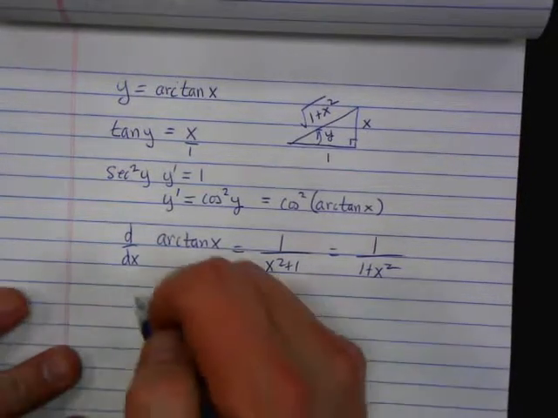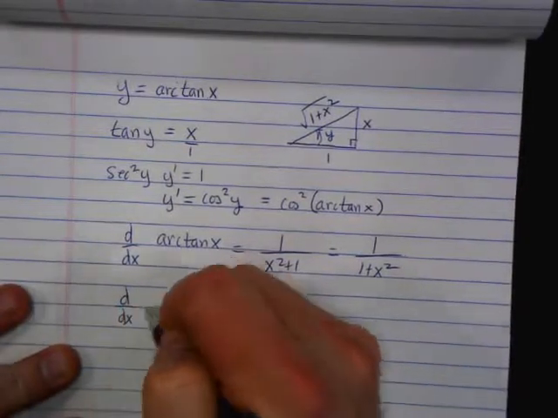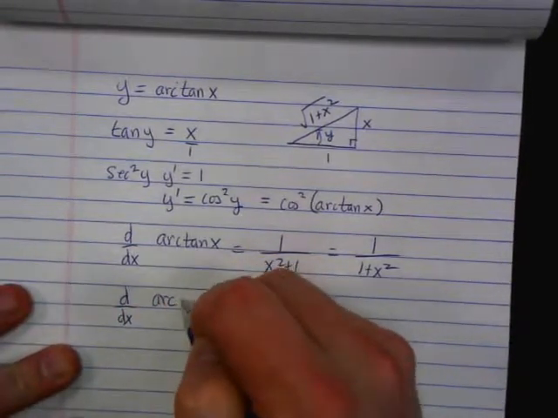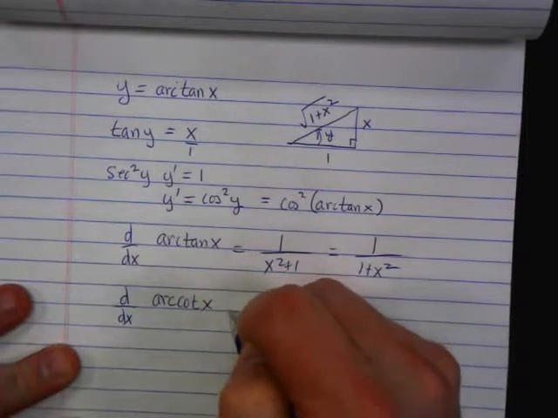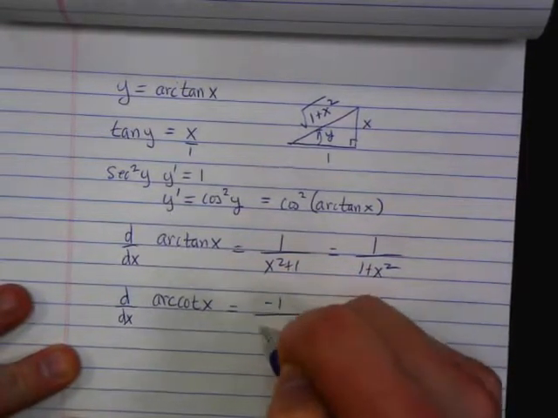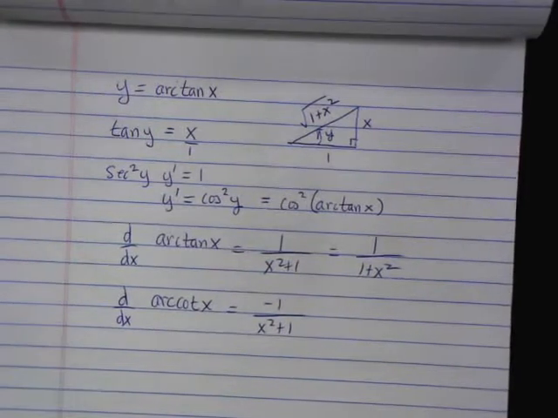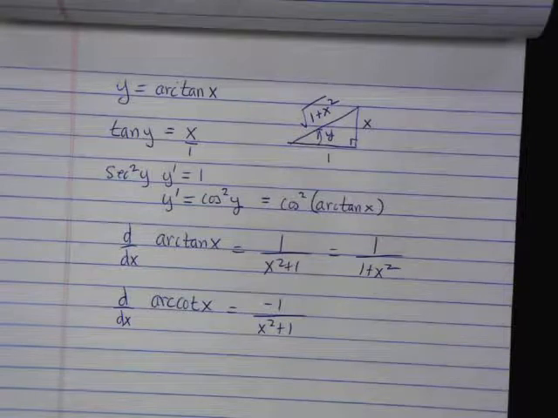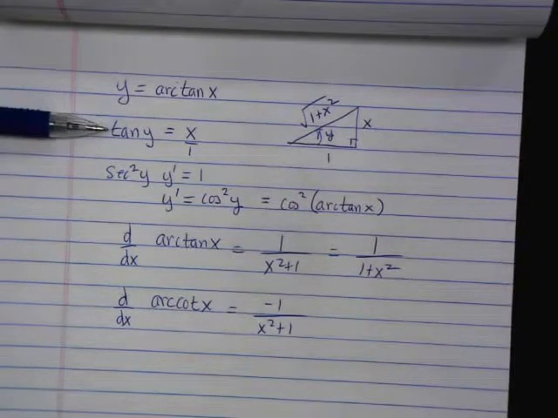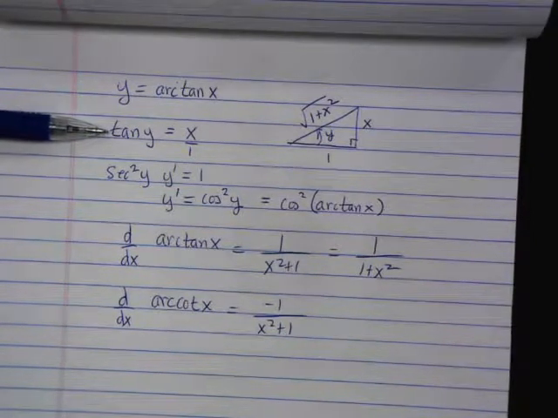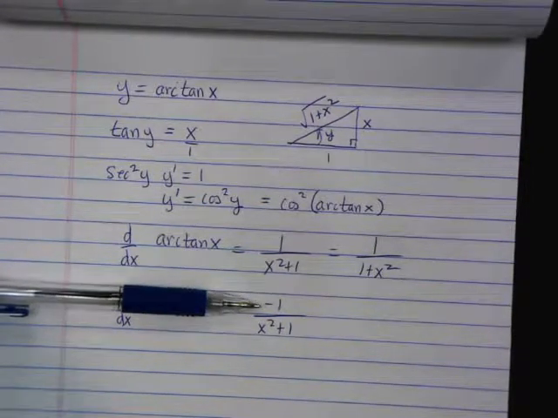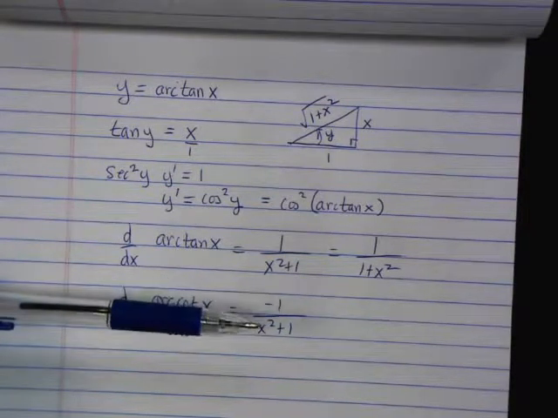Okay, you could do the exact same trick, and you would discover that the derivative of arc cotangent x is minus 1 over x squared plus 1. And the only reason you get a minus sign is because if you come back up here, if you have cotangent instead of tangent, what's the derivative of cotangent? Negative cosecant squared. That's where that minus sign comes from. Otherwise, the whole problem works exactly the same.